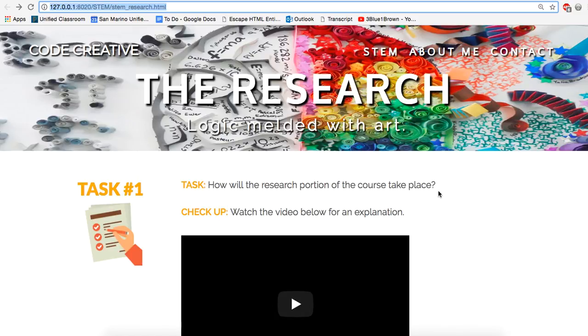So now the question is, how will the research portion of the course take place? Well, by this time, you should have already met your mentors. You should have already met the professor that you'll be working with. And this portion here is where the class splits up into four very distinct courses.